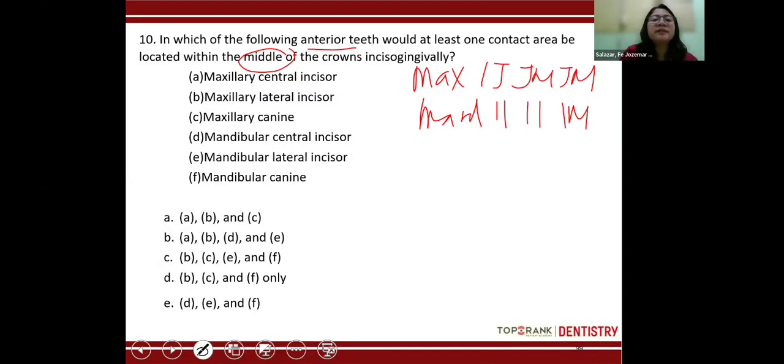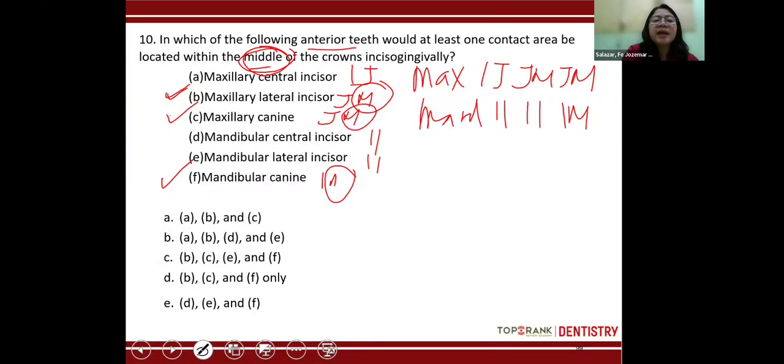Okay, so maxillary central, IJ. Tama? Okay. So walang middle third. Maxillary lateral, JM. So ito pwede. Maxillary canine, JM. So pwede. Mandibular central, walang middle third, di ba? Mandibular lateral, walang middle third. Mandibular canine, IM. Would at least one contact area be within the middle of the crowns incisogingivally? Middle, middle, middle. So maxillary lateral, maxillary canine, and mandibular canine.